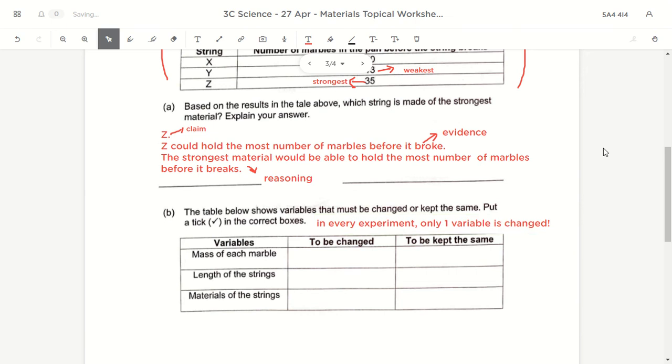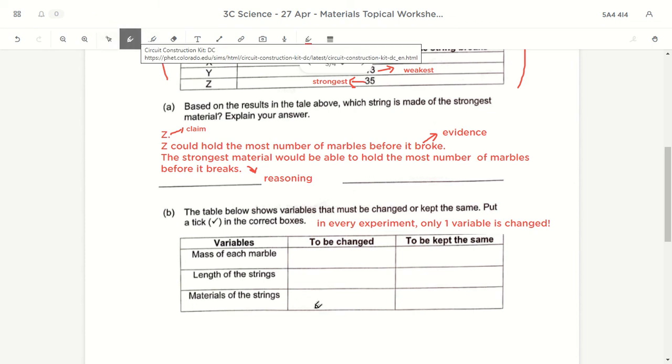I don't change the length of the string. I don't change the weight of the marbles. I don't change the thickness of the string, that sort of thing. I only change one thing, which in this case, because I'm testing the different materials, is the material of the string. If I change more than one thing, the result I get, I don't know if it's due to the material of the string or because of the mass of the marble.